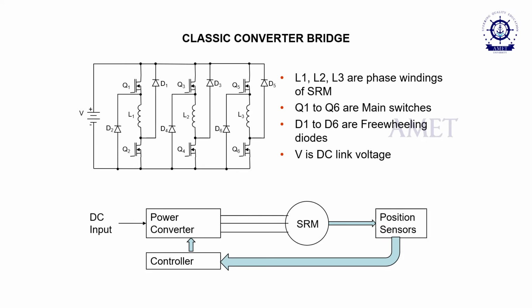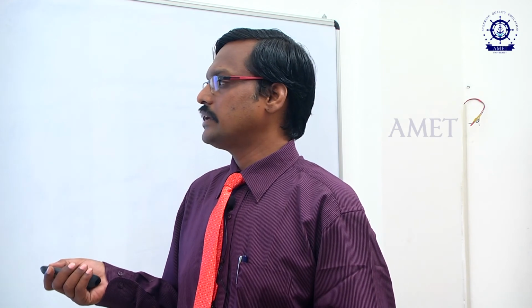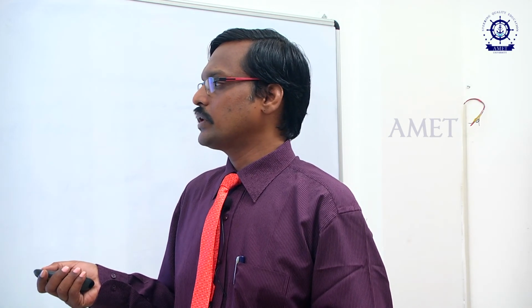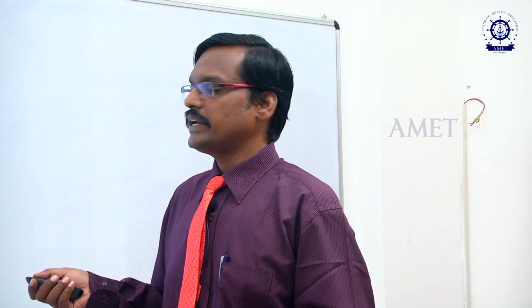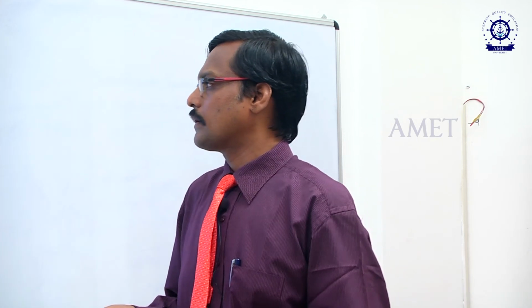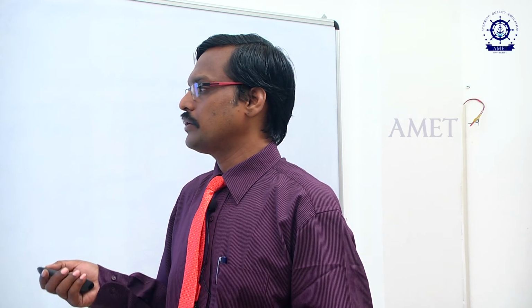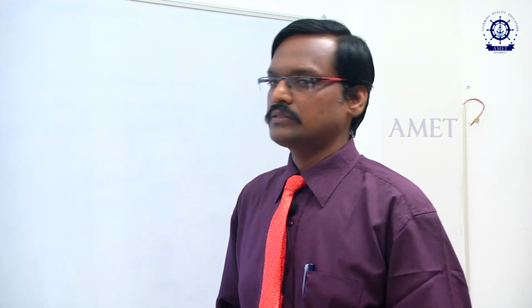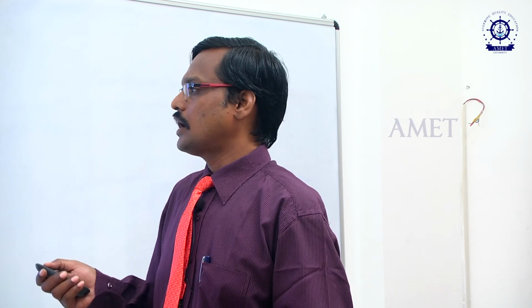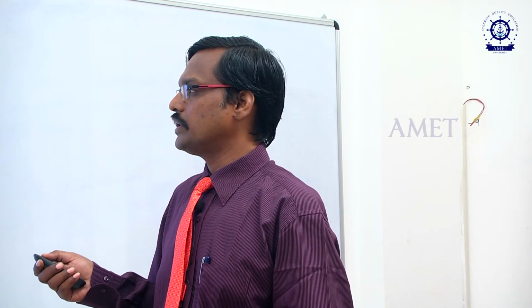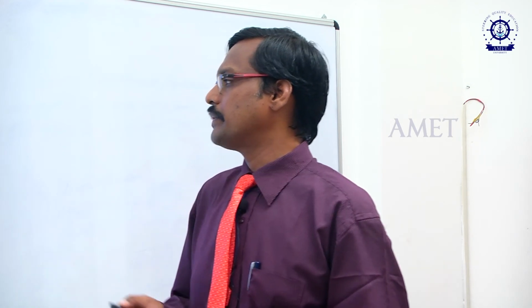This is the basic type of converter circuit we are using. Here I have shown a basic converter circuit which uses 6 switches and 3 diodes, where L1, L2, L3 are the phase windings of the SRM motor, the switches Q1, Q2, Q3, Q4, Q5, Q6 form an inverter circuit, and D1, D2, D3, D4, D5, D6 provide the feedback path.